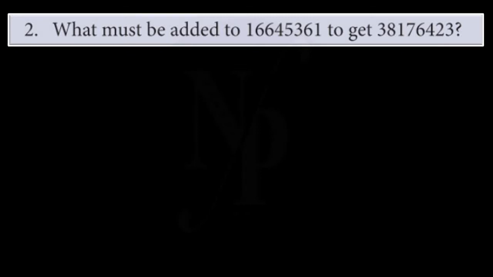Coming to question number 2. What must be added to 1 crore 66 lakh 45,361 to get 3 crores 81 lakh 76,423? So this is the required sum. Here in this question, which number should be added to this given number to get 3 crore 81 lakh 76,423?